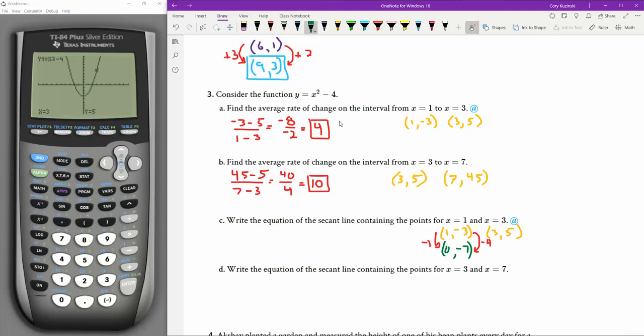All right, so I think I've got my equation here. It's going to be y equals 4 times x minus 7.